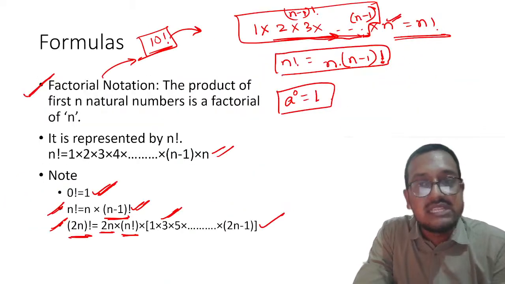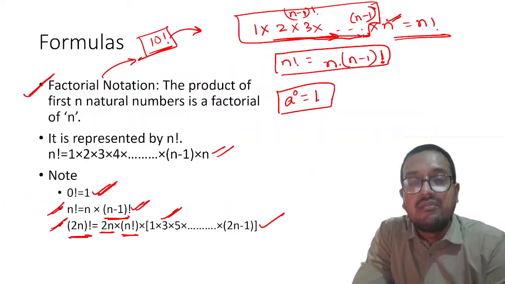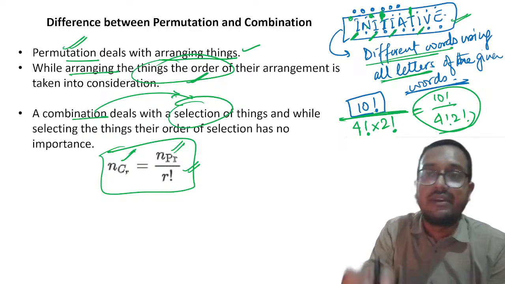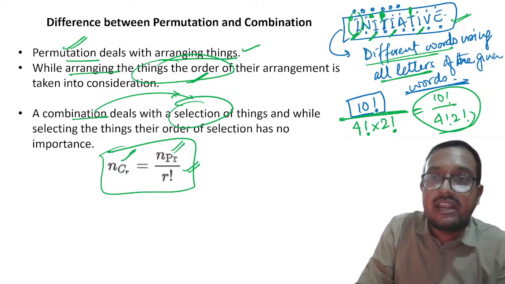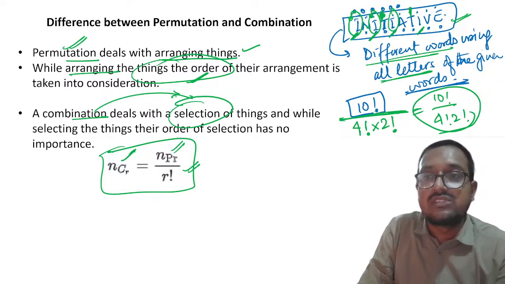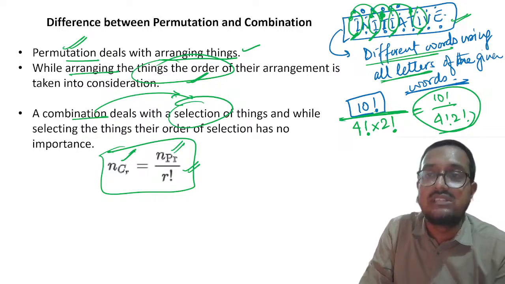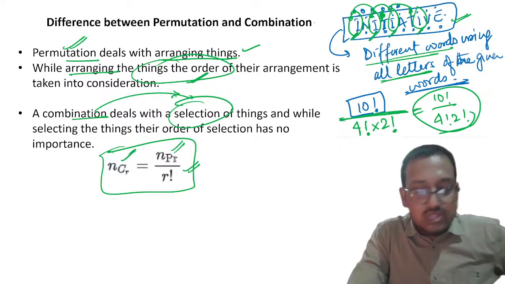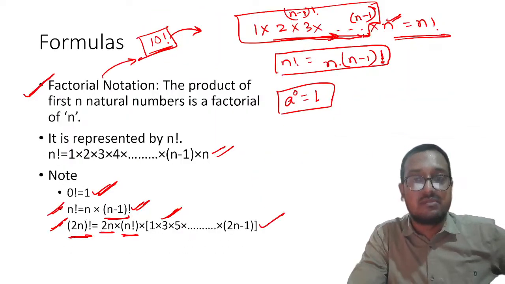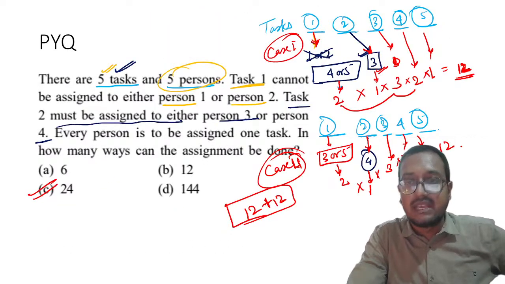Why? Because that was the case when we were dealing with a word like INITIATIVE, where the I's were identical. This I was identical to this I. All these I's are identical. There is no distinction between all these I's. Understood? So that is why you cannot apply that method here as well. Please remember this thing. Is it clear?